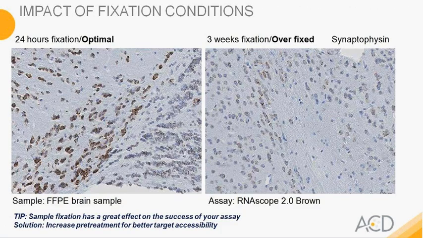Here is an example of some of the troubleshooting issues you may observe. This is an example of fixation conditions. To the left, you see a 24-hour fixation, which is the optimal fixation condition. To the right, this is a 3-week fixation, which is considered overfixed. Looking at the same target in the brain sample shown here, you notice that the optimal fixation shows robust staining, while the overfixed condition shows weak staining. To mitigate this issue, we perform increased pretreatment conditions, and we've highlighted how to do that in the optimization slides.